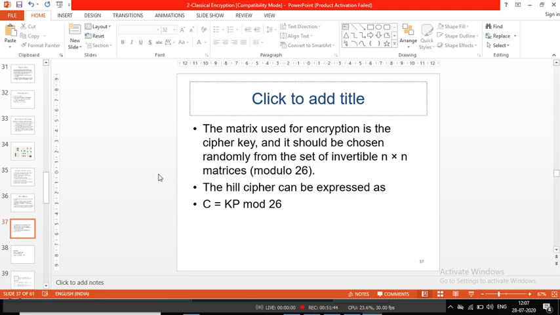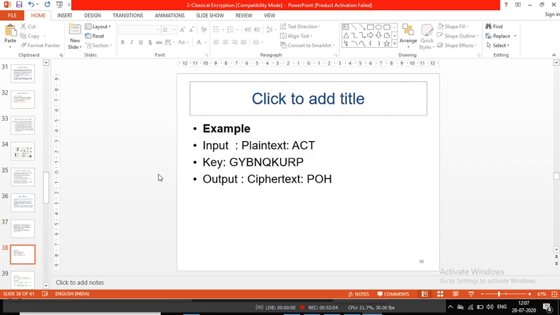So what is the formula for Hill cipher? C equals KP mod 26. If you need, you can write it down. C is called the ciphertext, P is the plain text, and K is the key. So this is the formula, C equals KP mod 26. Here the input plain text, just as an example, is ACT. The key value is GYB NQK URP. This is the K value.